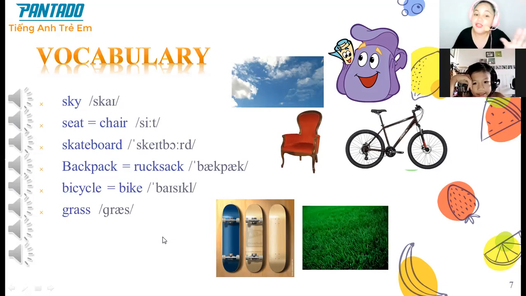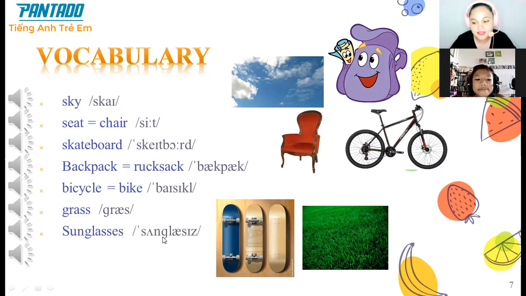Okay, so the next one is? Grass. So where can you usually see grass? In the garden. Oh, in the garden. So do you have a garden in your house? Yeah. So it means that you have grass. Yes. Okay, very good.